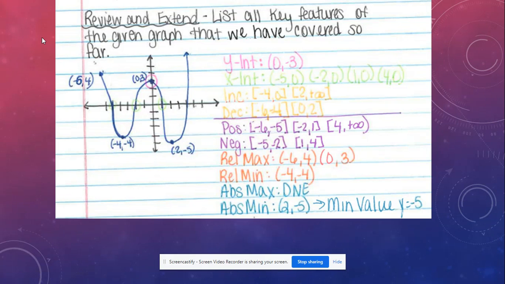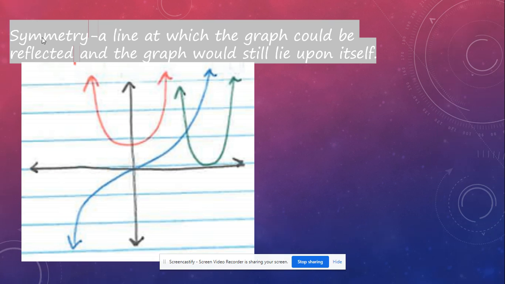Here is just what that picture looks like on my graph in my notebook. So we are going to add another vocabulary word, and that is symmetry. Symmetry is a line at which the graph could be reflected and the graph would still lie upon itself. So make sure that definition is in red or it's highlighted.